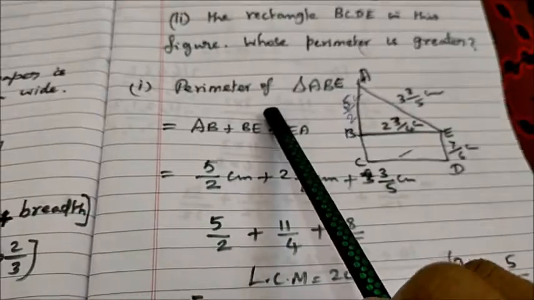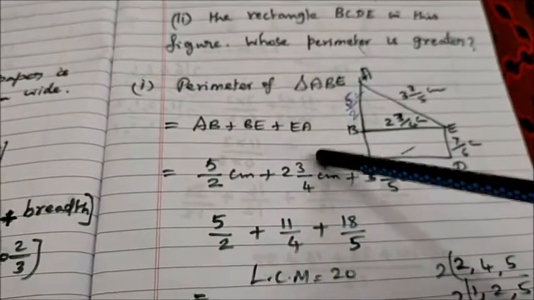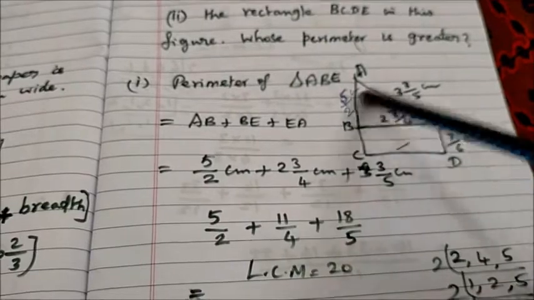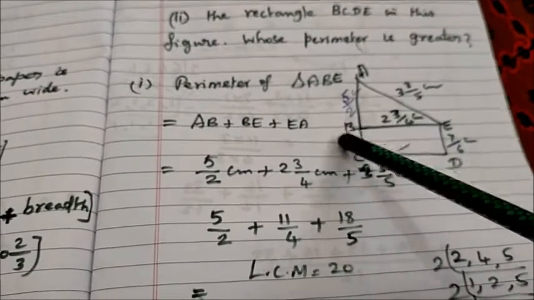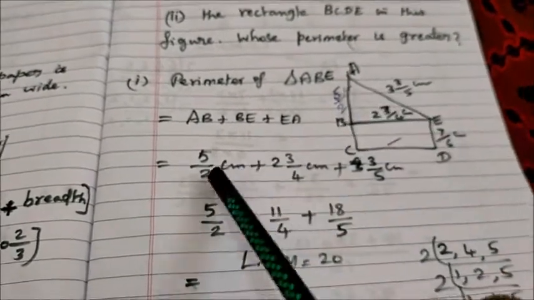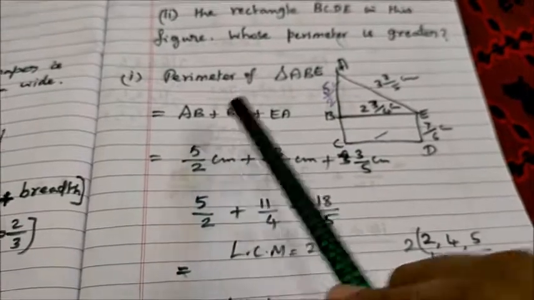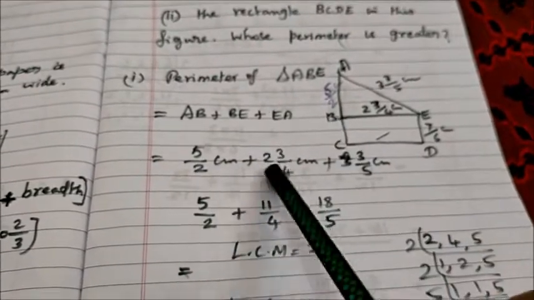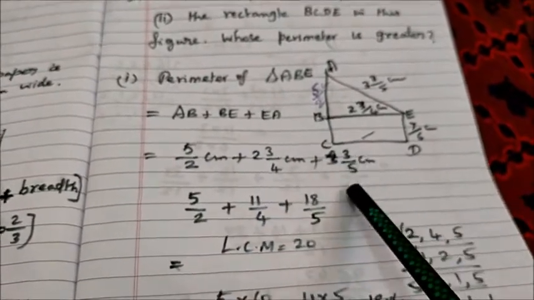Okay, perimeter of triangle ABE. So we should add the three sides of the triangle: AB, BE, AE. So we put the value of each side: 5/2, 2 3/4, 3 3/5.